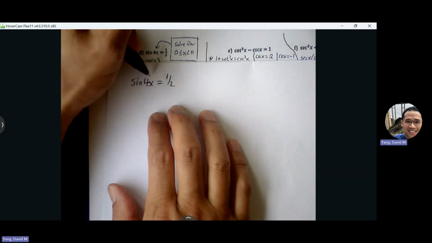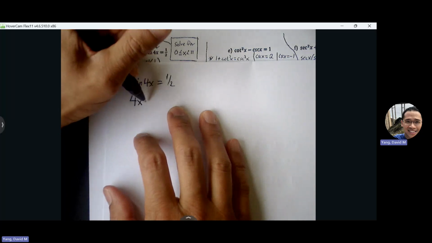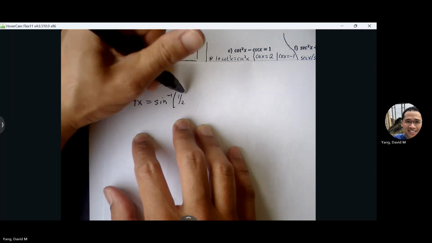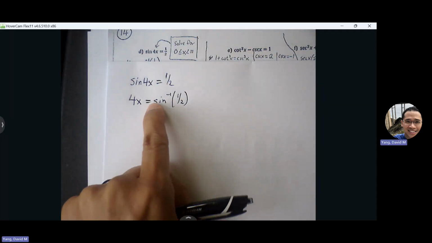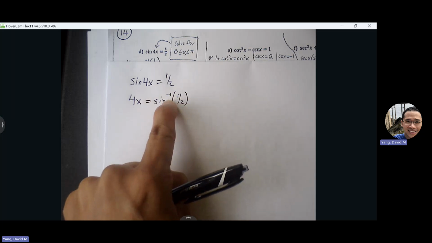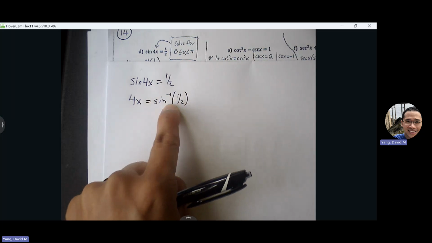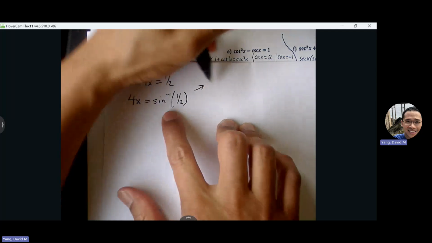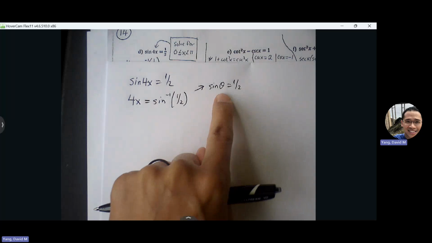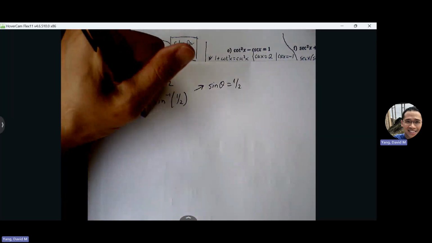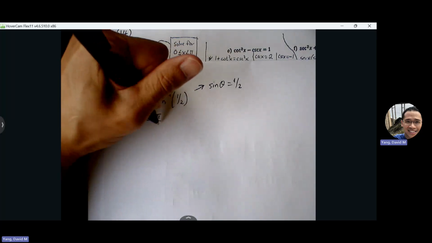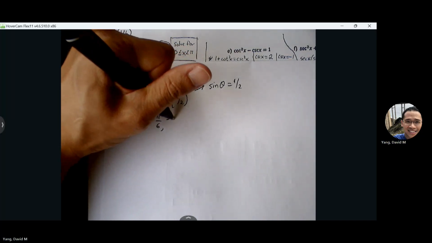So first thing I do is let's get that 4x by itself. So I'm just going to move that sine over, call it inverse sine. Anytime you see inverse sine, just know that we're looking for theta values here. We're looking for what theta value will allow sine of theta to be equal to 1/2. Right, so this is what this means. So we know sine of theta is equal to 1/2 in that pi over 6 family in the first and second quadrant. So I'm going to say pi over 6 and 5 pi over 6.